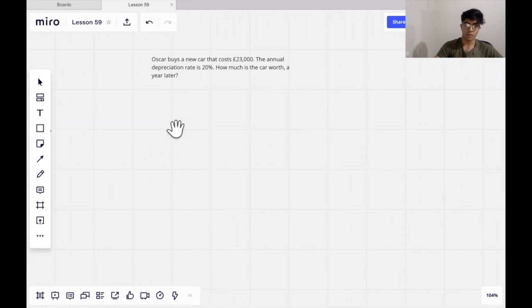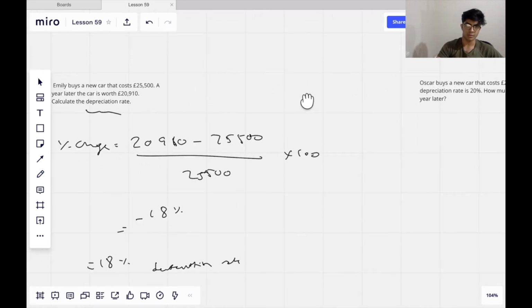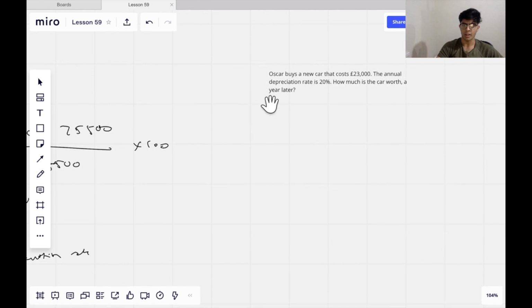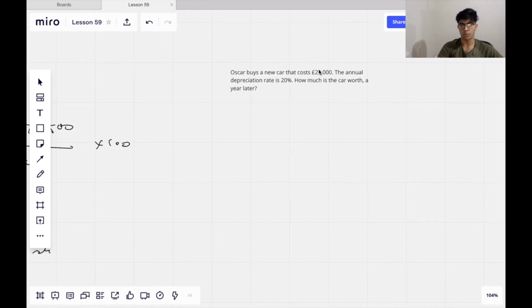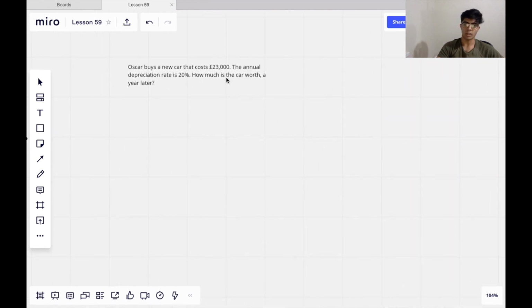Another question. Oscar buys a new car that costs 23,000. The annual depreciation rate is 20%. How much is the car worth a year later? So this is saying for every year the value will decrease by 20%. Remember, depreciation rate means the decrease in value for a given time, and they've told us the given time here is annual. So after a year, it's worth 20% less.